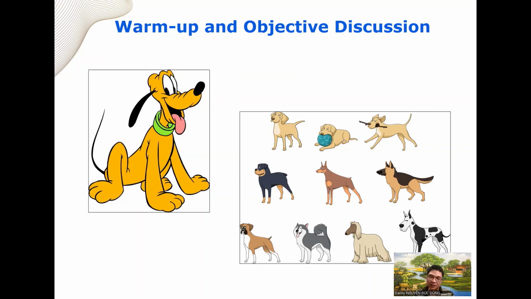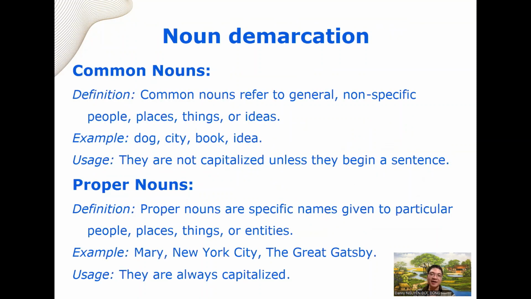It leads us to the definition of proper nouns and common nouns. The common noun is used to refer to general, non-specific people, things, places, or ideas. For example, dog as in the previous example, city, book, or idea. Remember that they are not capitalized unless they are beginning a sentence.